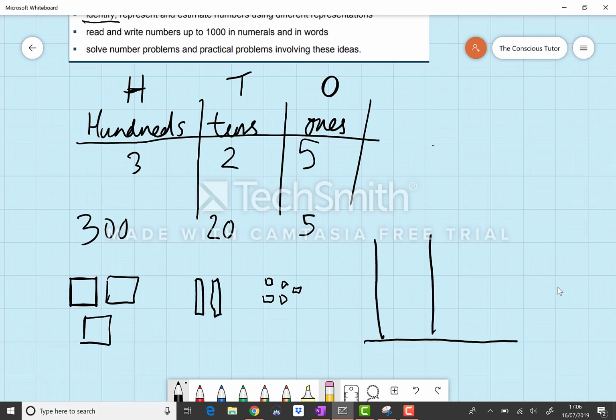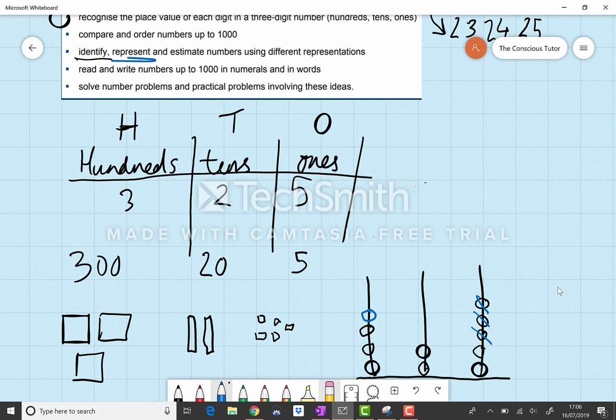So let's say we've got 300, 1, 2, 3, and 20, and then 5. If 100 more was added to this number, 325 would become, and we had to show that representation, 425. If 3 was taken off this number, then we'd reduce that by 3. So that's what it means to represent numbers in different ways.